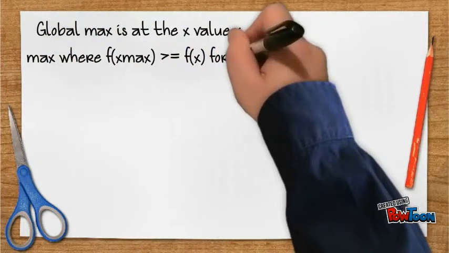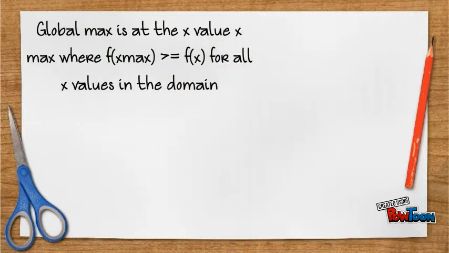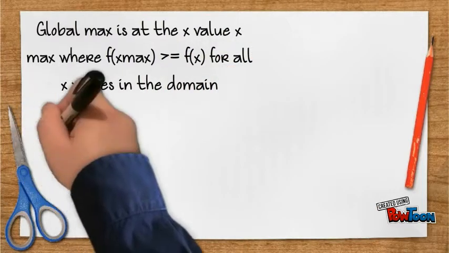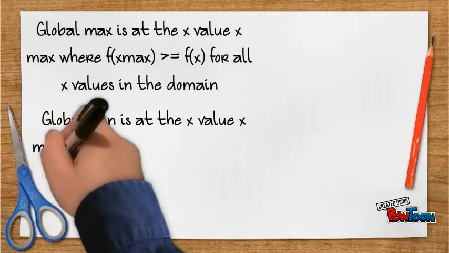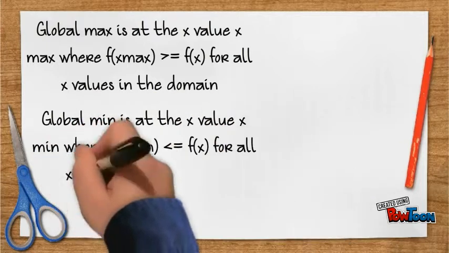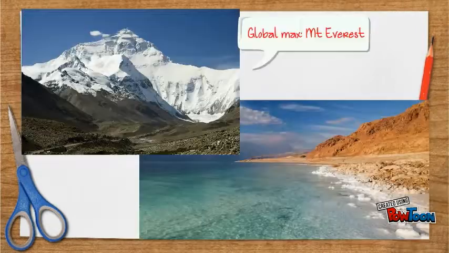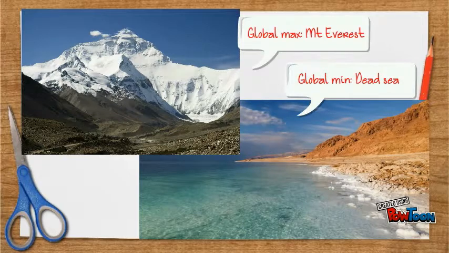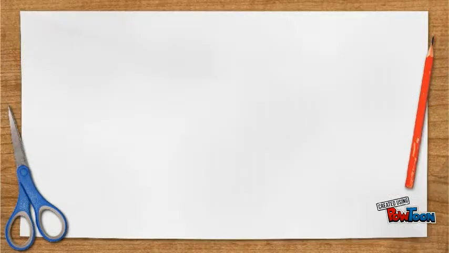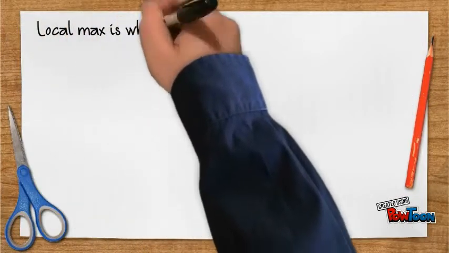Global max is at some x value, like x max, where f(x) at that point is greater than any other value in the region. Global min is at the x value, let's say x min, where the value at that point is less than every other point in your region. An example: the global max is Mount Everest and the global min is the Dead Sea.